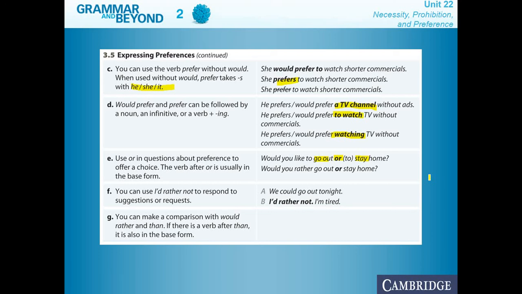You can make a comparison with would rather and than if there is a verb after than. For example, I'd rather see the ads than watch them on TV. So you see, I'm comparing the ads on the internet to the ads on the TV. And I say that I prefer the ones on the internet to the ones on the TV. I don't know, maybe they are funnier, maybe they are less long or something like that. So something that I want you to notice over here is that it's like if you are using the comparative form, as we saw many topics before this one, that means that it's really simple to use. Always use than. And with that, we finish the explanation of the topic.